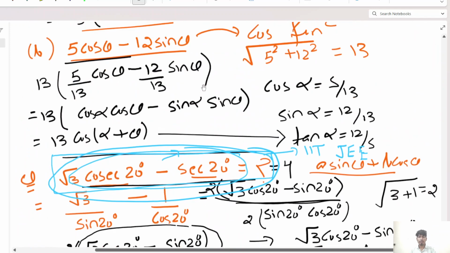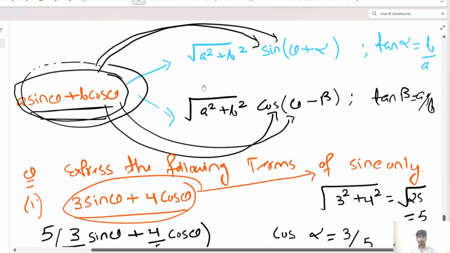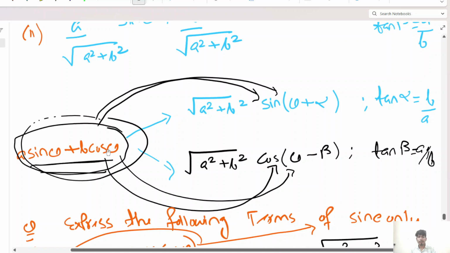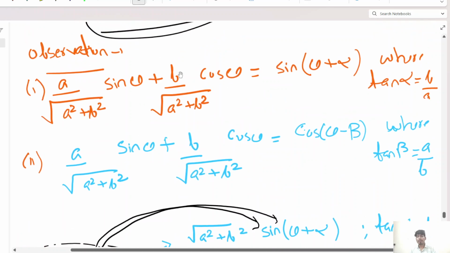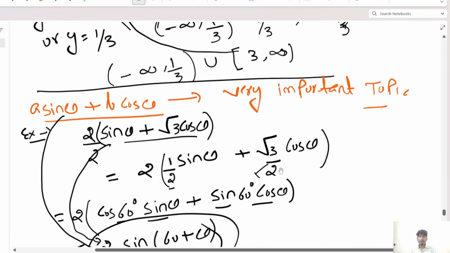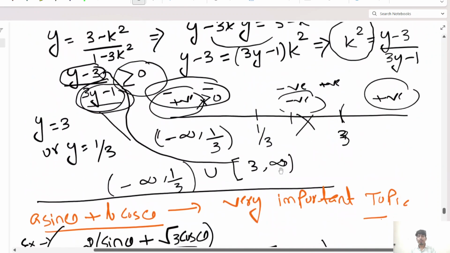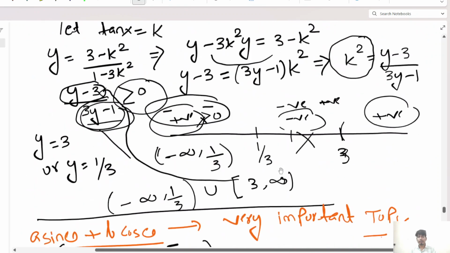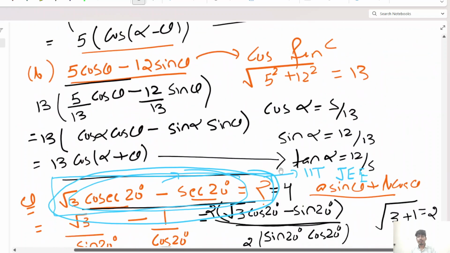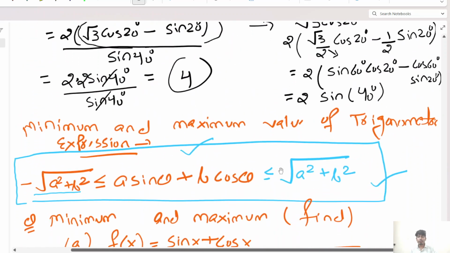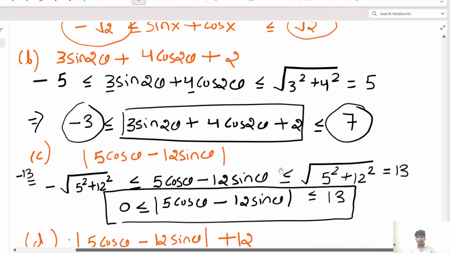And what else did we do? We did questions where the function changes into only sine or only cos. These types of examples, and the range of this function, are also important. And students, please do these questions, because these are questions that have mainly appeared in many examinations previously, including the IIT JEE examination.